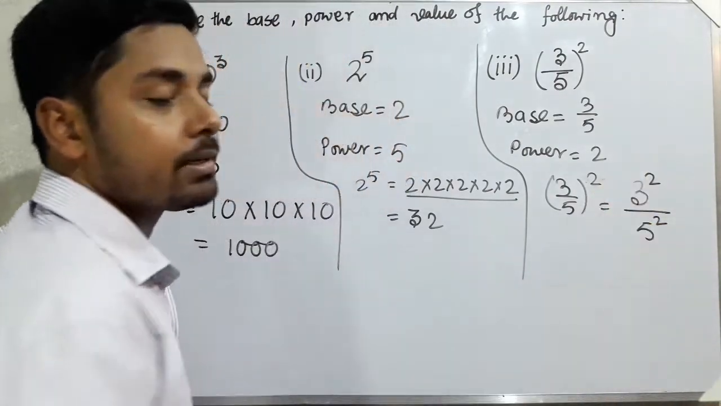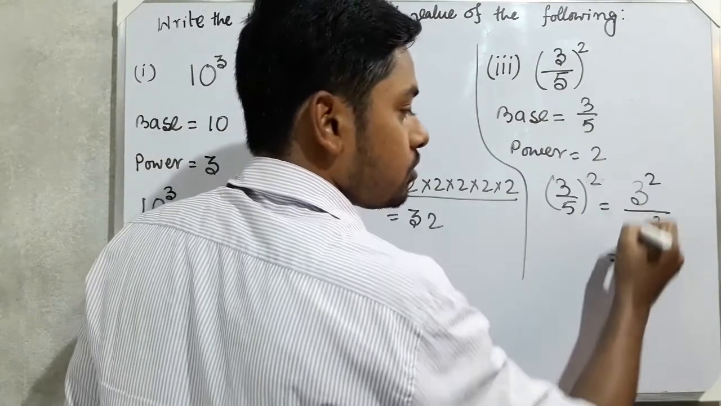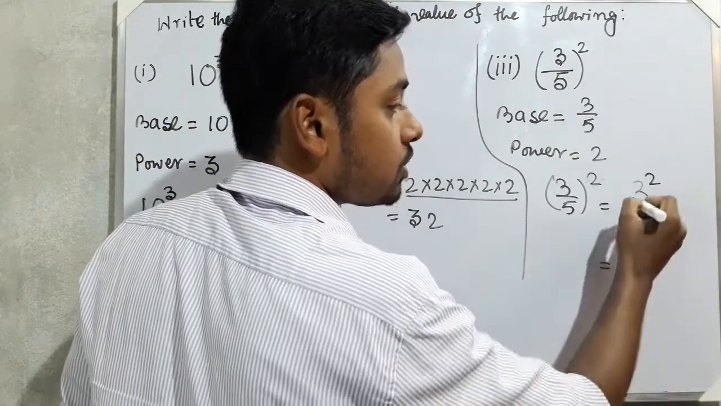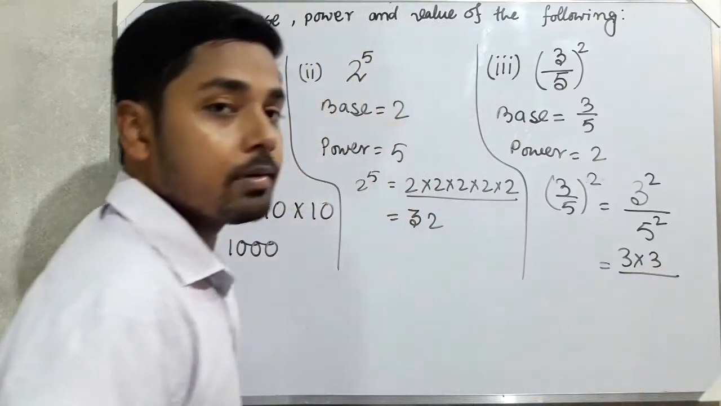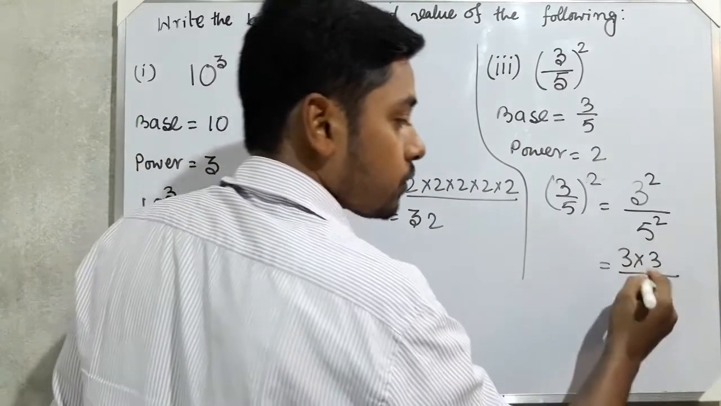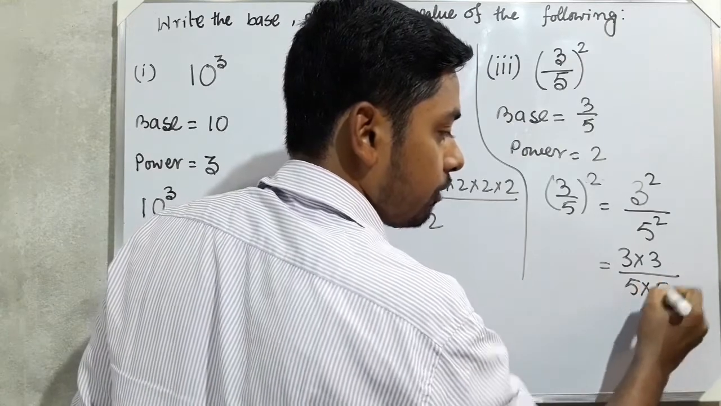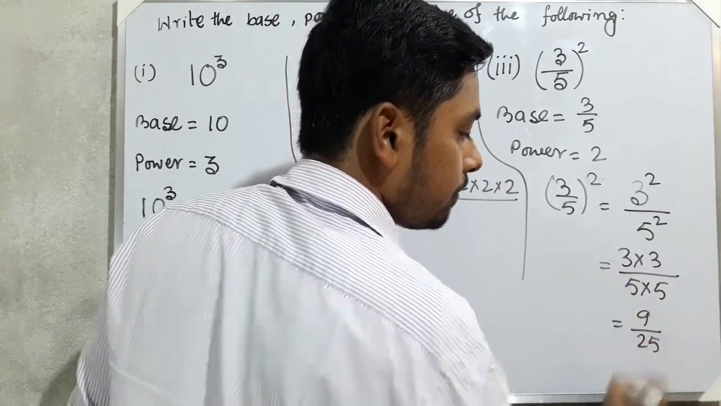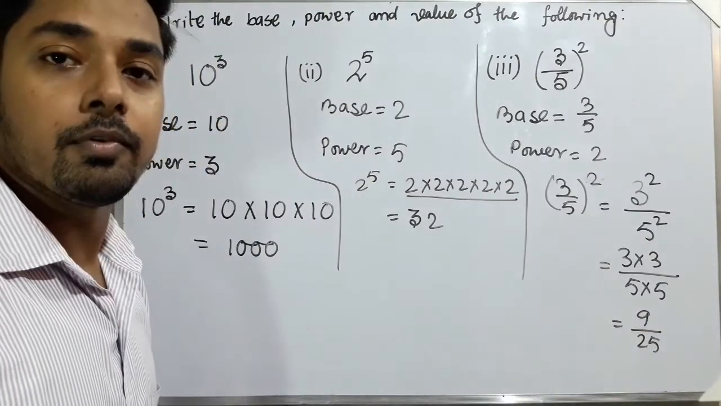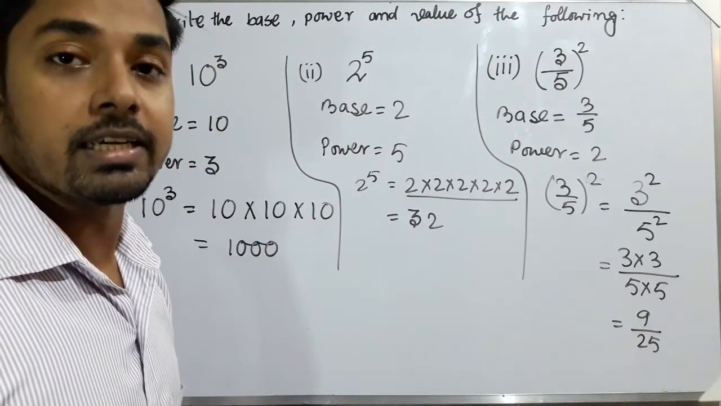We have separated. Okay, now 3 square, that means what? 3 to the power 2 means 3 times 3. Clear? And 5 square means what? 5 into 5. That means 3 times 3 is 9, 5 times 5 is 25. Very simple. Is that clear?